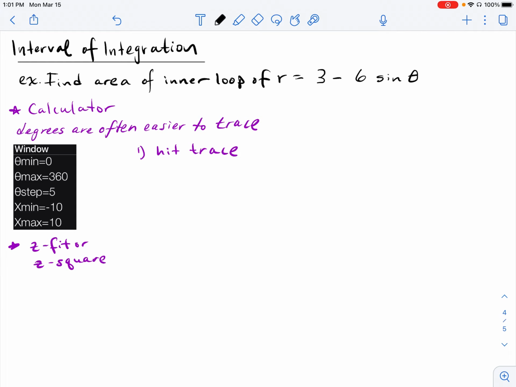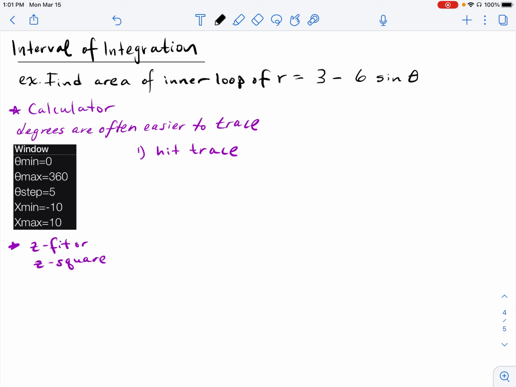So let's start with this problem here. And before we start, I'm going to encourage you to have your graphing calculator in front of you. It's another pretty heavy graphing calculator lesson, so I'm going to try my best to explain this over this recorded lesson. But we're going to go ahead and find the area of the inner loop of r is equal to 3 minus 6 sine theta.